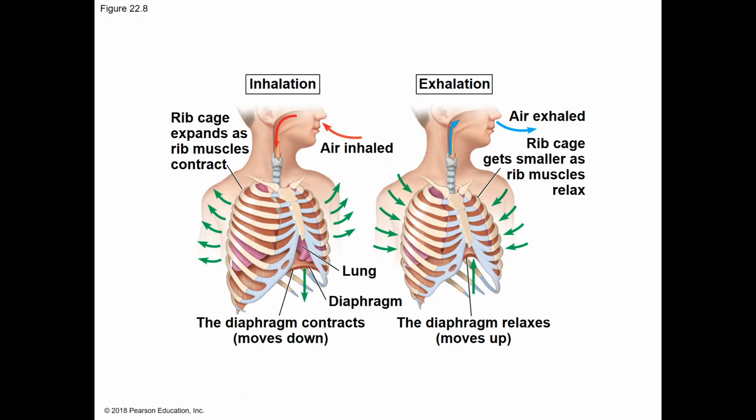And what happens is the contraction of the rib muscles and the diaphragm expands this thoracic cavity. So as we inhale, the lung cavity, the thoracic cavity, is expanded, which reduces the air pressure in those little tiny alveoli, those little capillaries at the bottom of the lungs.